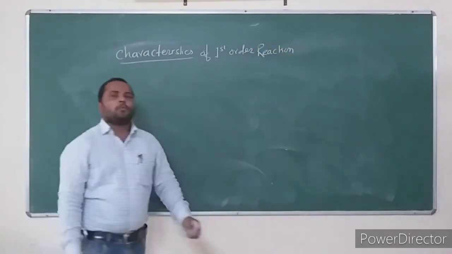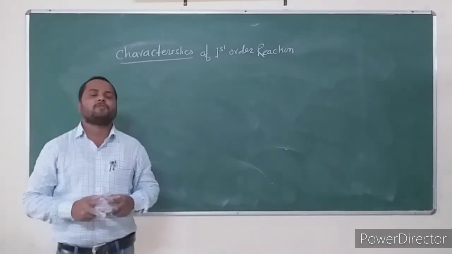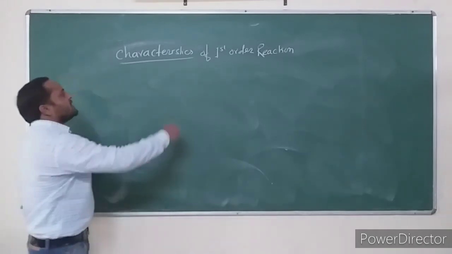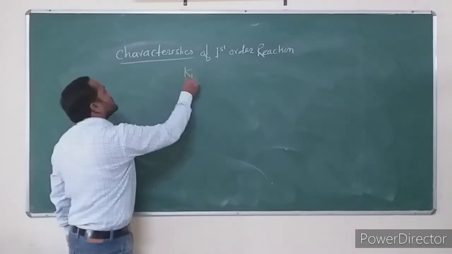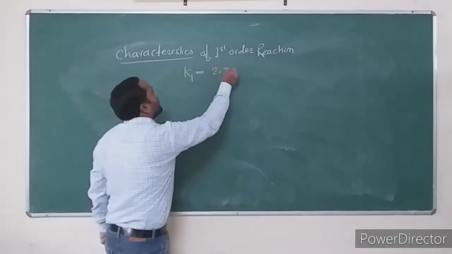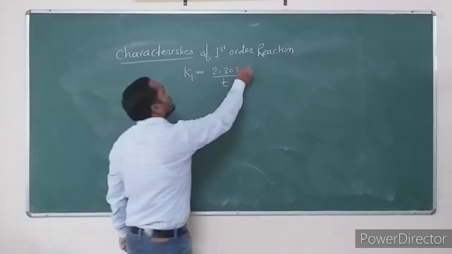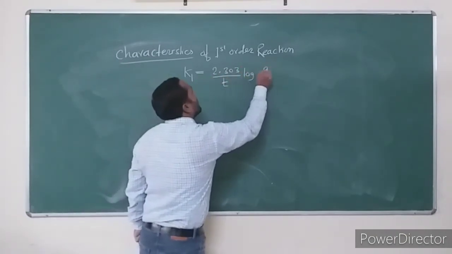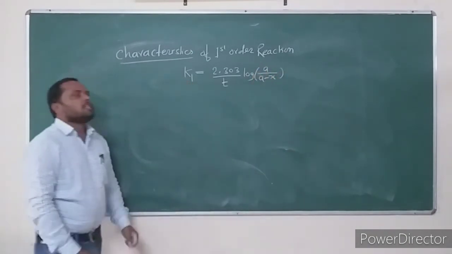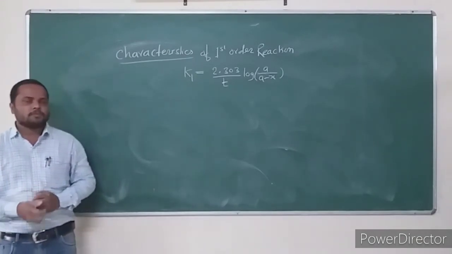We learn how to derive the integrated rate equation for the first order reaction, and this is the integrated rate equation: k1 is equal to 2.303 divided by t log a upon a minus x. This is the integrated rate equation for the first order reaction.